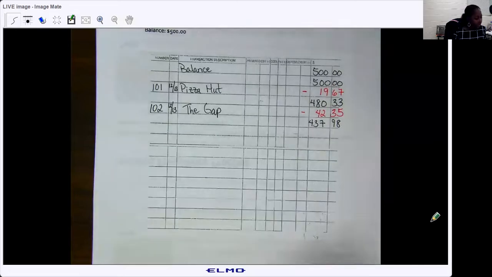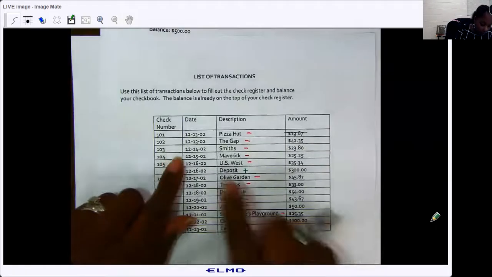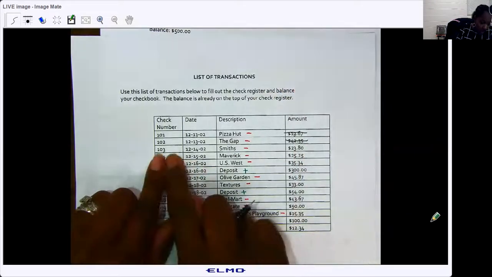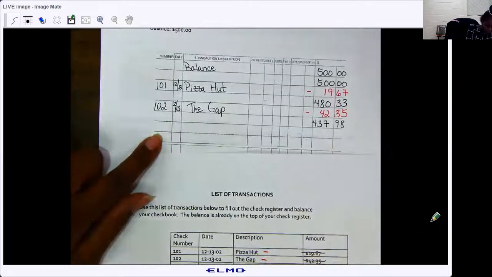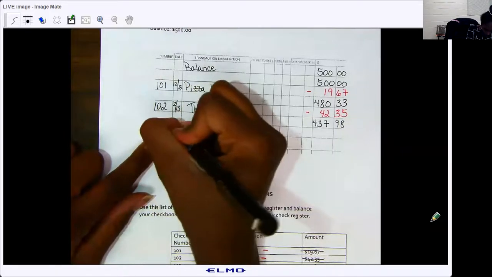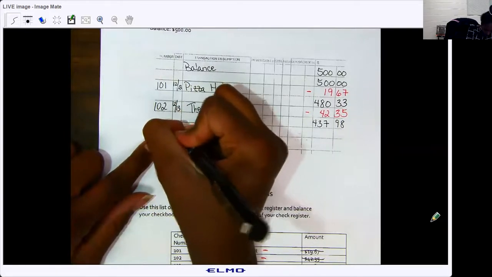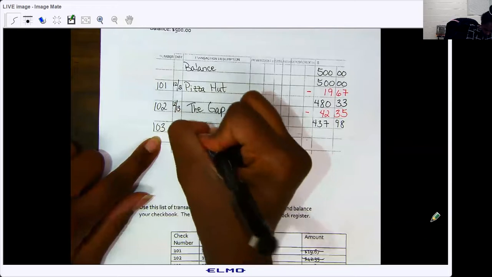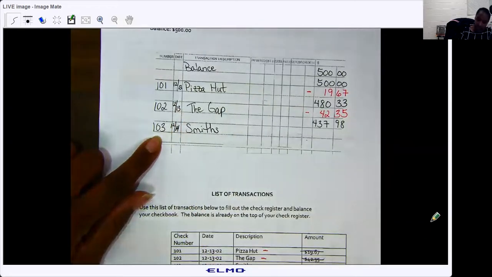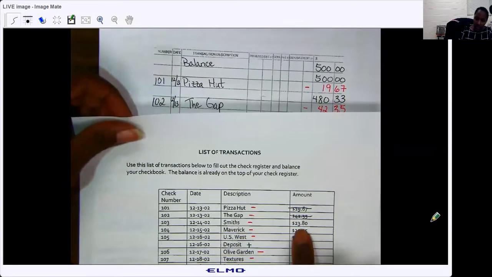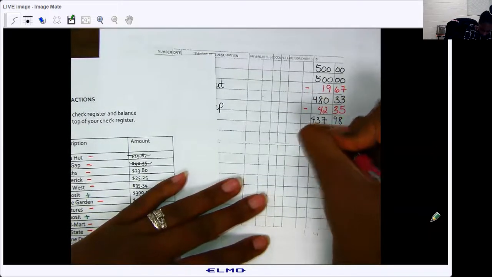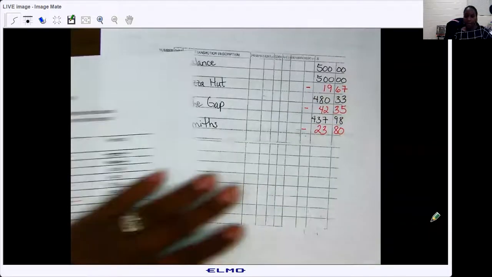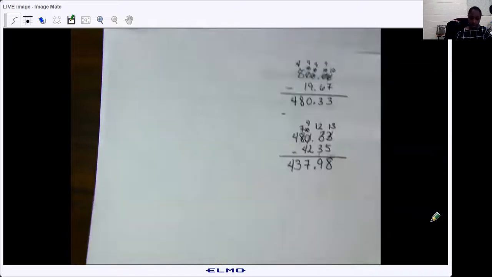Okay. Then it says our next transaction. So we did this one. We have check number 103 on 12/14 for Smith's. So right here, 103, and this was on 12/14. And we were at Smith's, and we spent some money. We spent $23.80. So minus $23.80. I'm going to get my scrap paper.